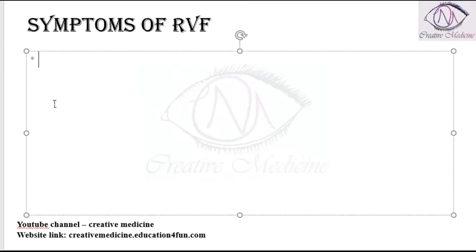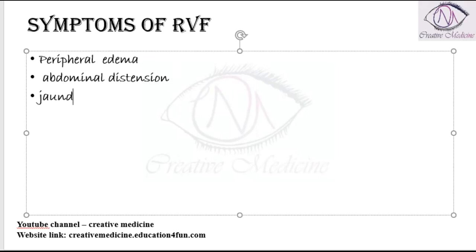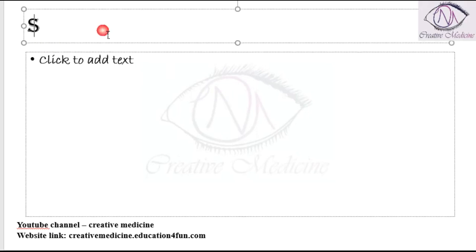In right ventricular failure, the patient will have peripheral edema. Abdominal distension is seen in the patient with jaundice. These are the main symptoms of right ventricular failure. Then, what are the signs of right ventricular failure?